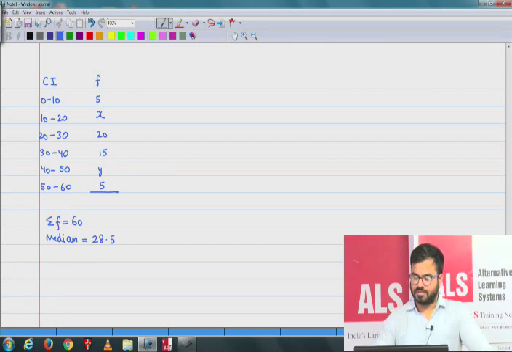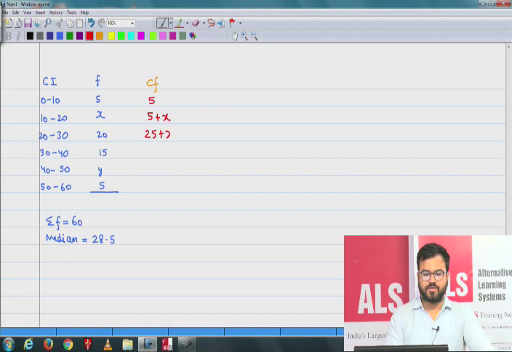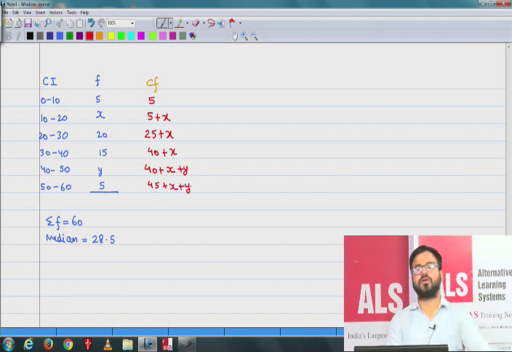See, first we will find the cumulative frequency over here. When you do the cumulative frequency, it will be of less than type. So that would be 5, then 5 plus x, then 5 plus x plus 20, so 25 plus x, then adding 15 to this one, that will be 40 plus x, then it would be 40 plus x plus y, and then it would be 45 plus x plus y. That is the cumulative frequency.